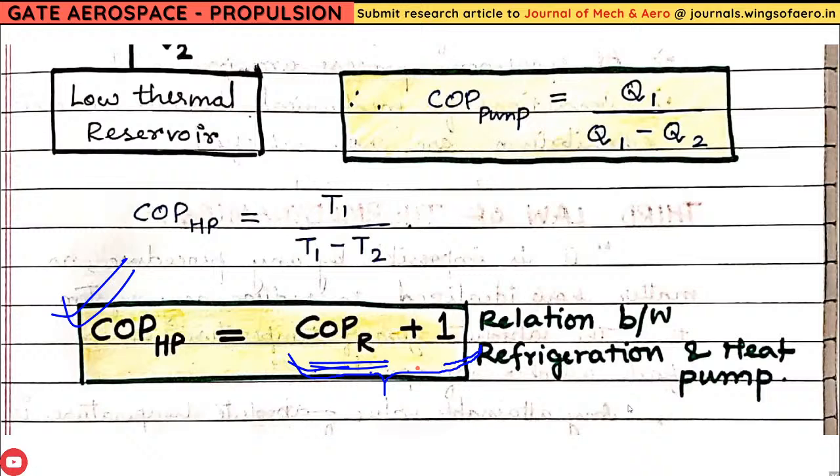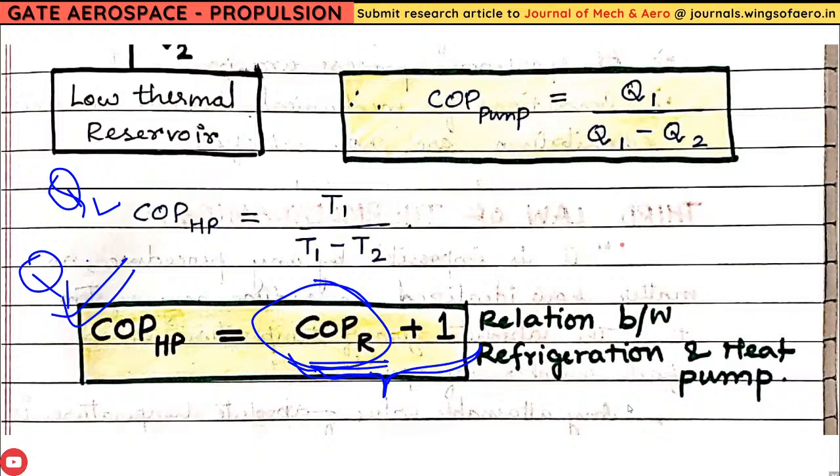So this is significant. Here also heat is liberated, but that is not a desired effect, not as per the requirement. Here also we have Q1. Here also we have Q2.